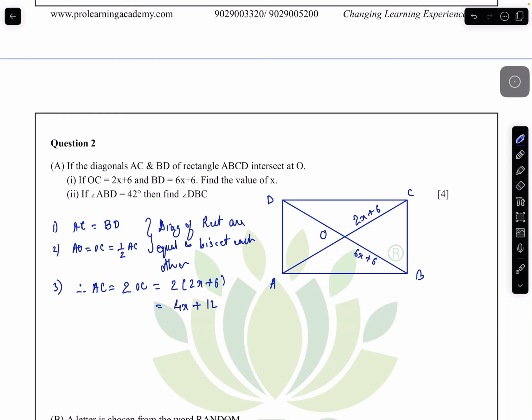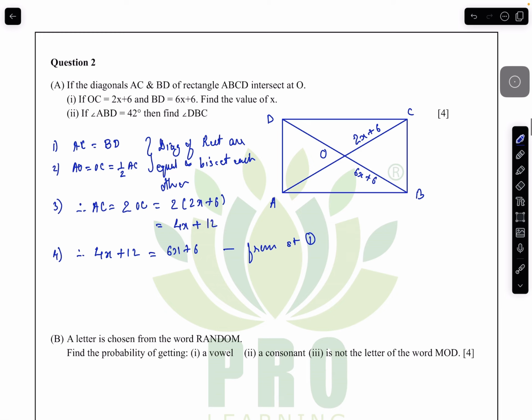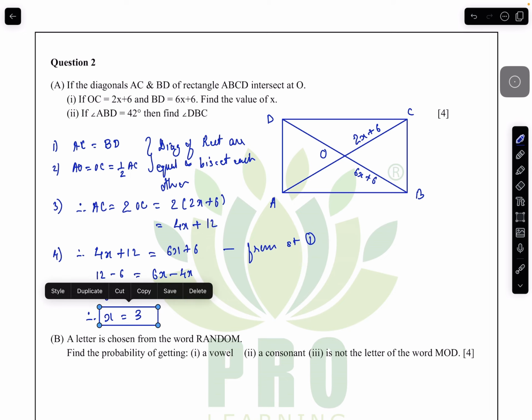Since the diagonals are equal, as already stated in statement number 1, we want to jump straight to our working. So 4x plus 12 is 6x plus 6. The reason for this is statement number 1. So here we have to operate on this. 12 minus 6 is 6x minus 4x. So 6 is 2x. Therefore, our x is 3. We can't write x is 3 centimeters. x is just going to be a plain number, 3, because x is not the complete diagonal. The diagonal is 2x plus 6.